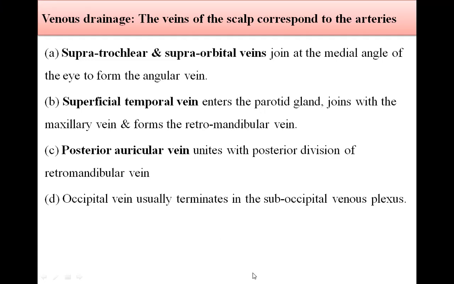Occipital vein usually terminates in the suboccipital venous plexus. So the venous drainage of the scalp is through the supratrochlear and supraorbital veins, superficial temporal vein, posterior auricular vein, and the occipital vein.